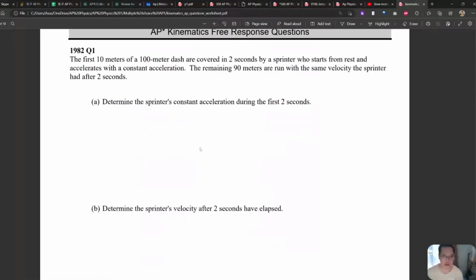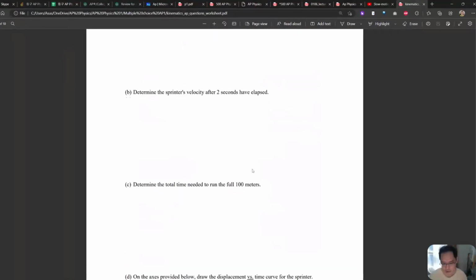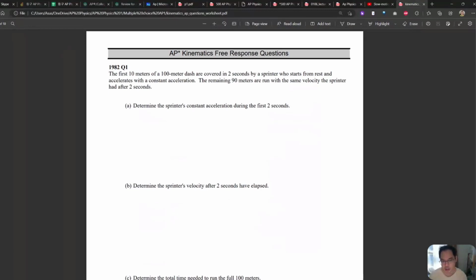The first 10 meters of a 100-meter dash are covered in 2 seconds by a sprinter who starts from rest and accelerates with a constant acceleration. The remaining 90 meters are run with the same velocity the sprinter had after 2 seconds. Determine the sprinter's constant acceleration during the first 2 seconds. Okay, try doing that yourself. I think you can do that, using the equation for acceleration: find the velocity, subtract initial velocity, and divide by the time.